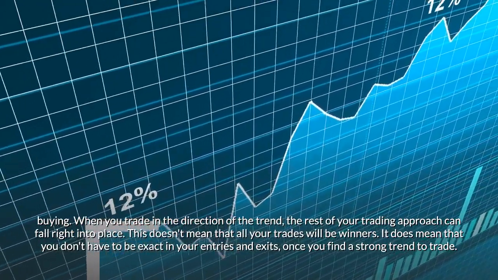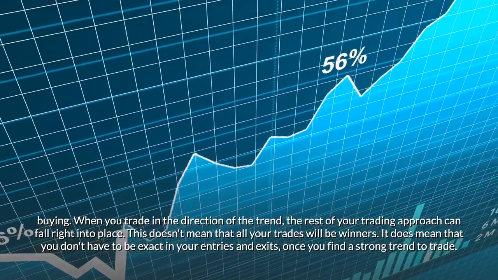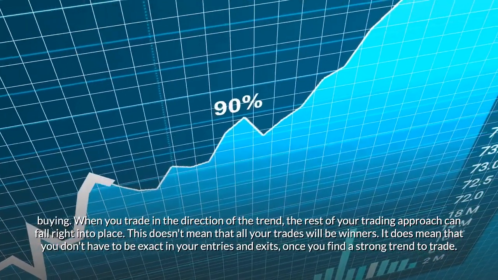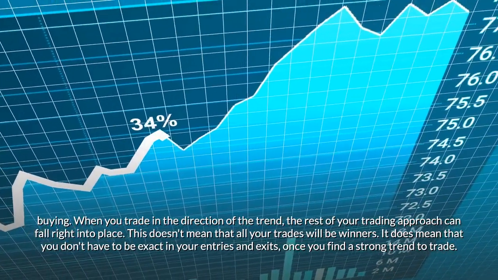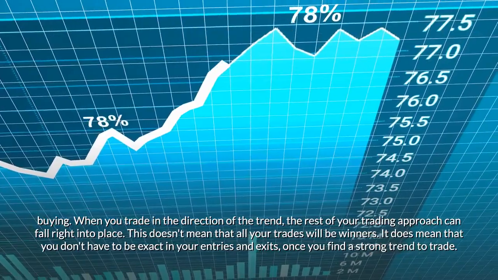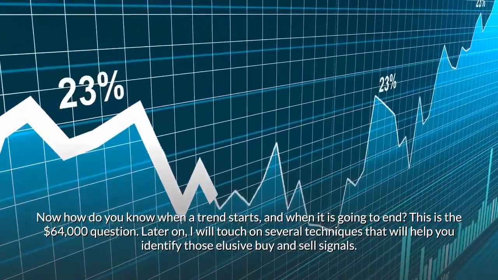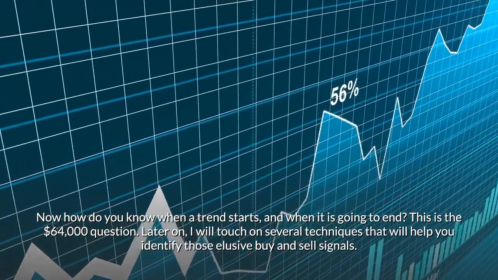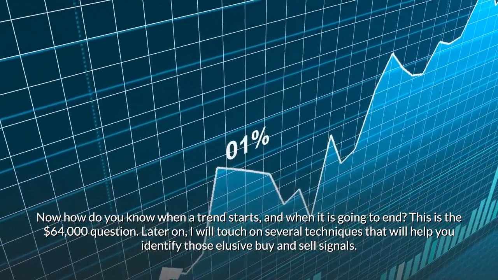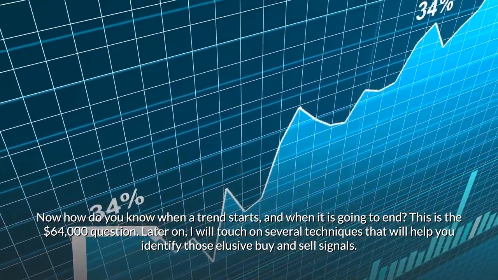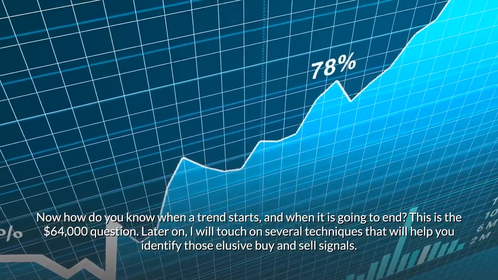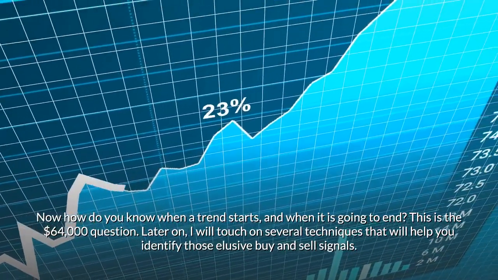When you trade in the direction of the trend, the rest of your trading approach can fall right into place. This doesn't mean that all your trades will be winners. It does mean that you don't have to be exact in your entries and exits, once you find a strong trend to trade. Now, how do you know when a trend starts, and when it is going to end? This is the $64,000 question. Later on, I will touch on several techniques that will help you identify those elusive buy and sell signals.